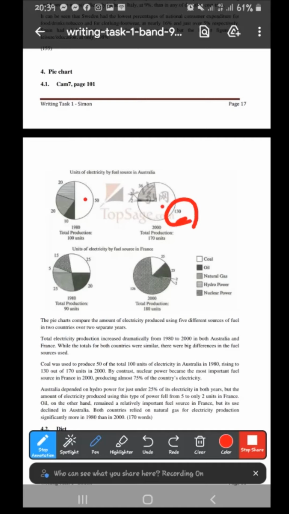But by contrast, what happened in France? Nuclear power became the most important fuel source in 2000, producing almost 75% of the country's electricity. This is the nuclear power, isn't it? This one. There you go. This is the nuclear power. And look at the way how it is shaped. So this is the nuclear power here and nuclear power here.